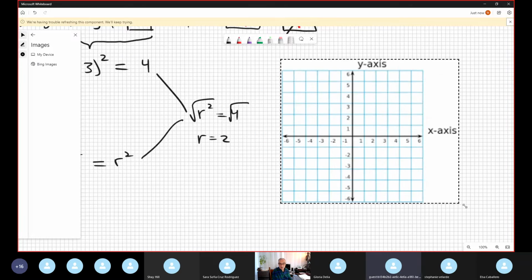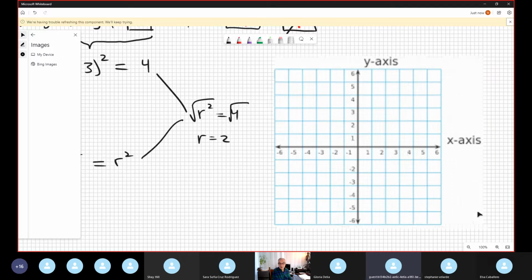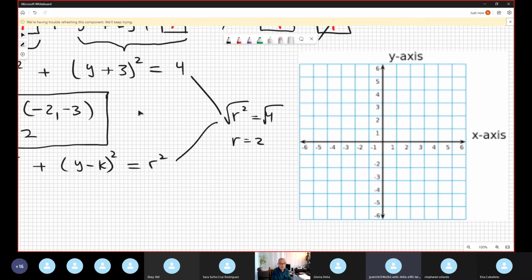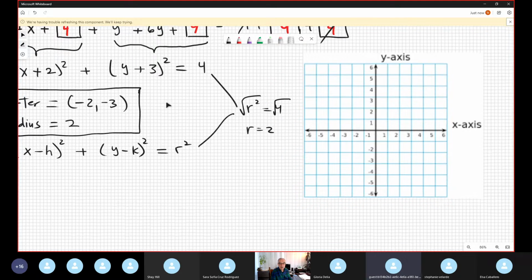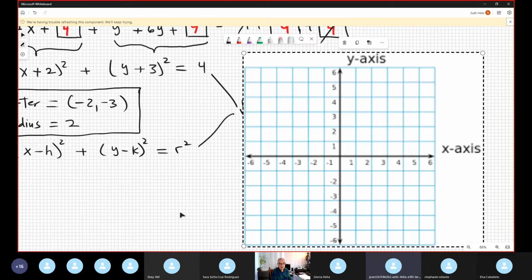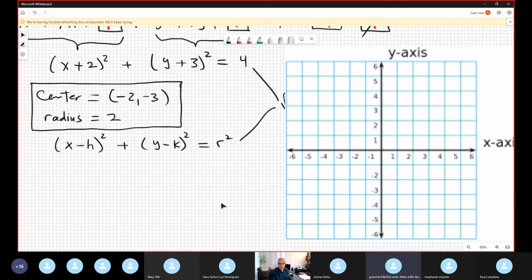Let me enlarge it to see more clearly. Okay, I plot the center. The center, remember, was the point (-2, -3). This is the only information they need. Here is this point.